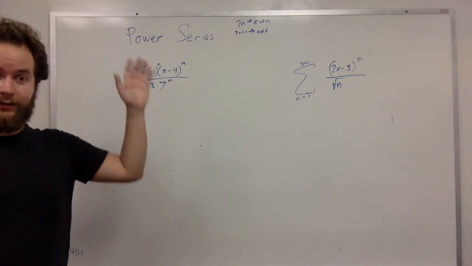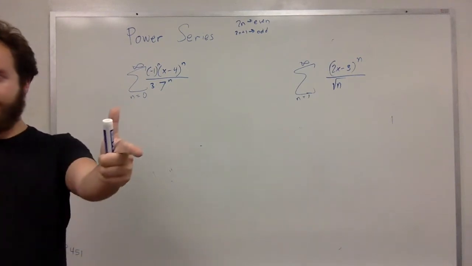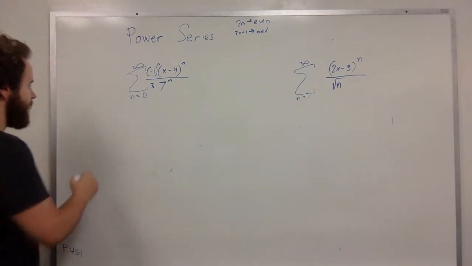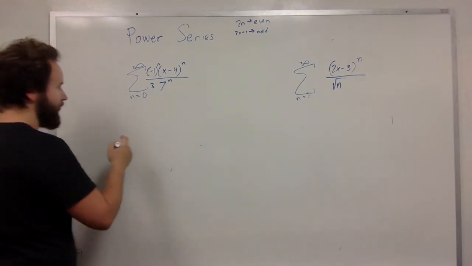Does anyone have a preference? Does anyone like the ratio test more than the root test, or the root test more than the ratio test? What's your go-to test? The ratio. Ratio test? Okay, we'll do the ratio test. What do you like, the root? Oh, wow, I don't remember. We can do that one for that, and then we can switch it up. I can actually just do both.